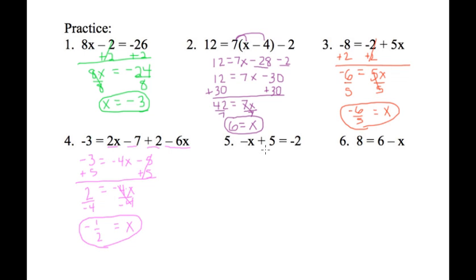Okay. Start with the side with the x on it. Subtract 5 from both sides. Negative x, this is gone, equals negative 7. I need to get that negative out of there. Think of this as negative 1 times x. So I'm going to divide both sides by negative 1. X equals negative 7 divided by negative 1, and negative divided by a negative is a positive. X equals positive 7.